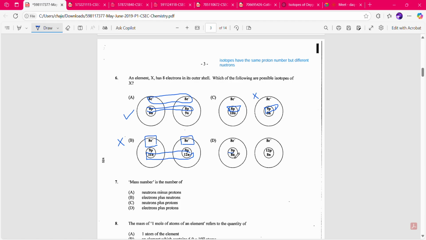Then for D now, the proton numbers are way too far apart, right? These are two completely different atoms.